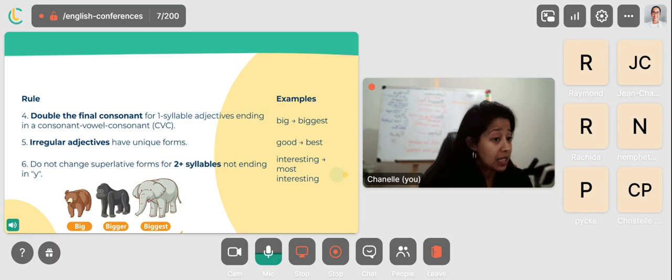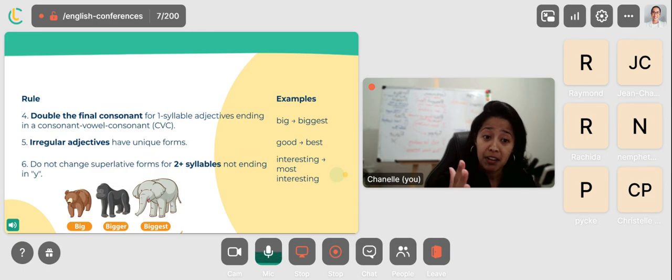Another rule, as we did with the comparative, is we double the final consonant for one syllable adjectives ending in a consonant vowel consonant. So big, biggest. And our irregular adjectives have unique forms. For example, good becomes best. Do not change the superlative forms for two or more syllables not ending in Y. For example, interesting. It stays longer, so we use more or most for the superlative.